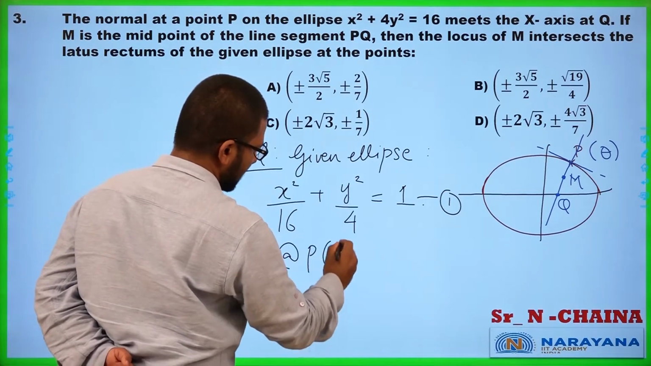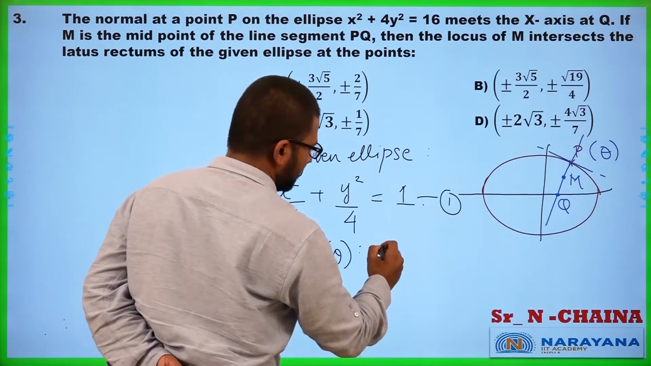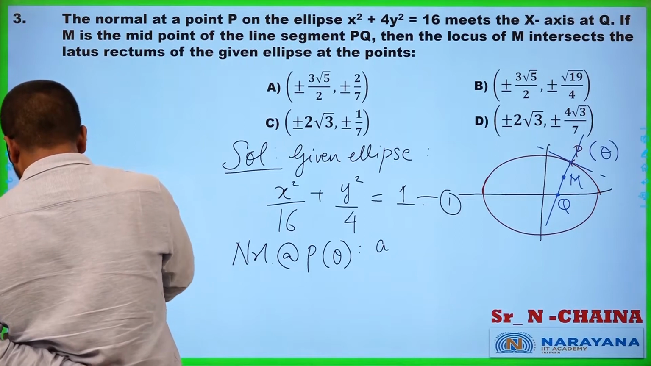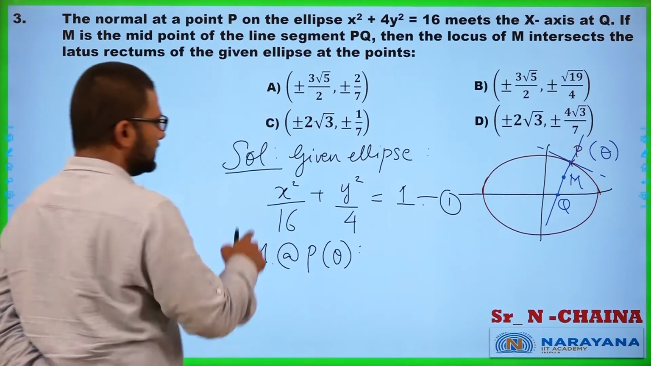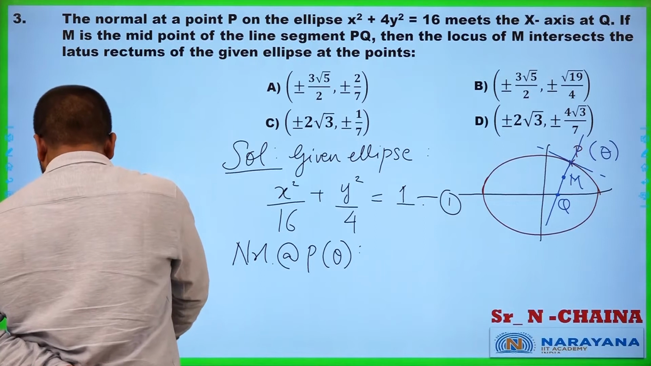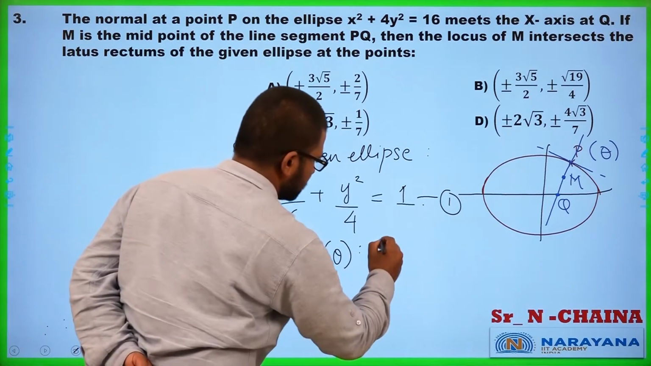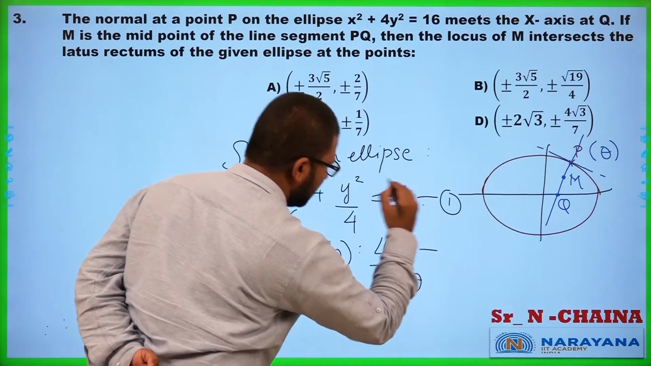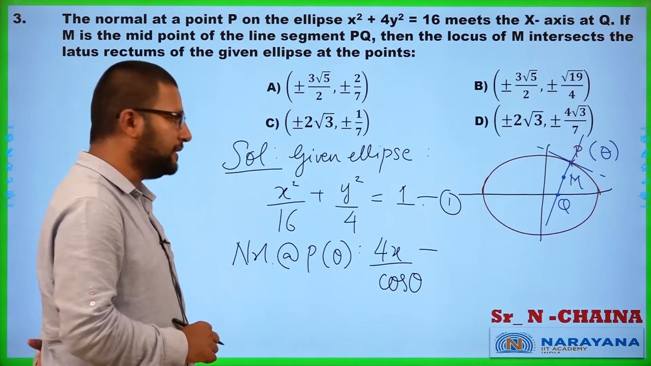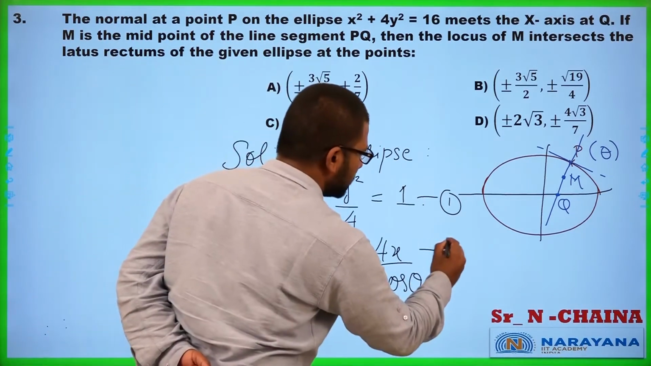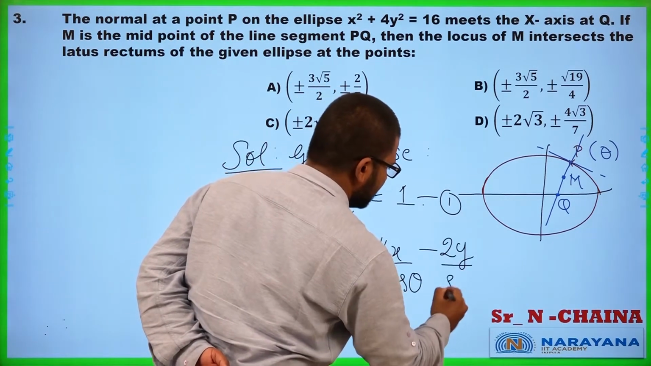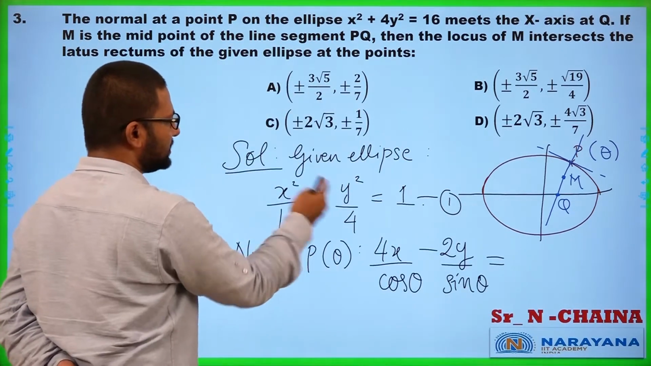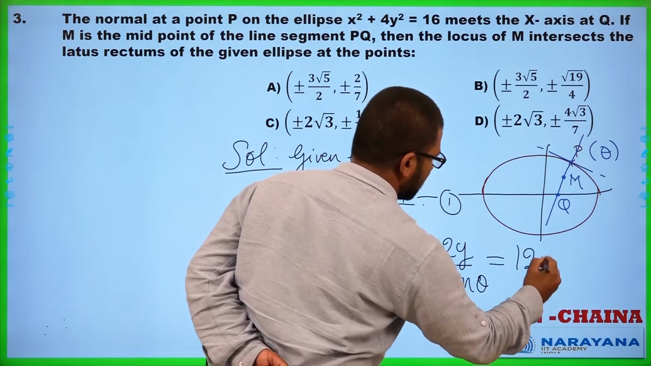So normal at P of theta. What will be the equation? Yes, ax by cos theta. What is the value of a? We don't even have to write all that. What is the value of a? 4. So ax by cos theta, so 4x by cos theta minus by by sin theta. b is 2. So 2y by sin theta equal to a square minus b square. So 16 minus 4, 12.